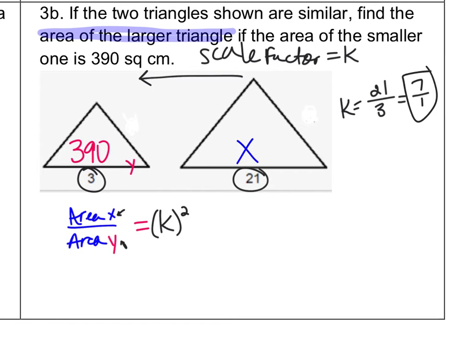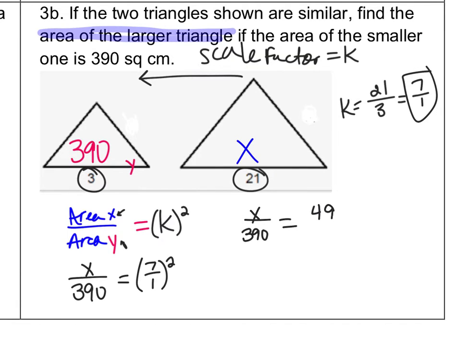Okay, so now we can work with our areas. So we have x over 390, which is our area of Y, is going to equal our scale factor squared, 7 over 1 squared. Okay, so now we're going to have x over 390 equals 49 over 1. So the reason I'm leaving this as a fraction is because you guys will most likely be working with scale factors as fractions. So just for similarity's sake, for lack of better words, we're just going to keep it as a fraction so you are familiar with that process.